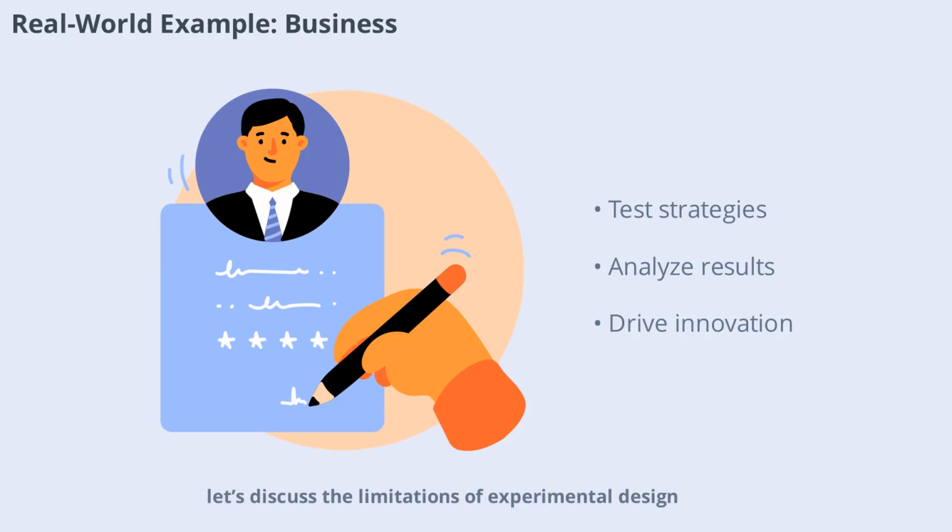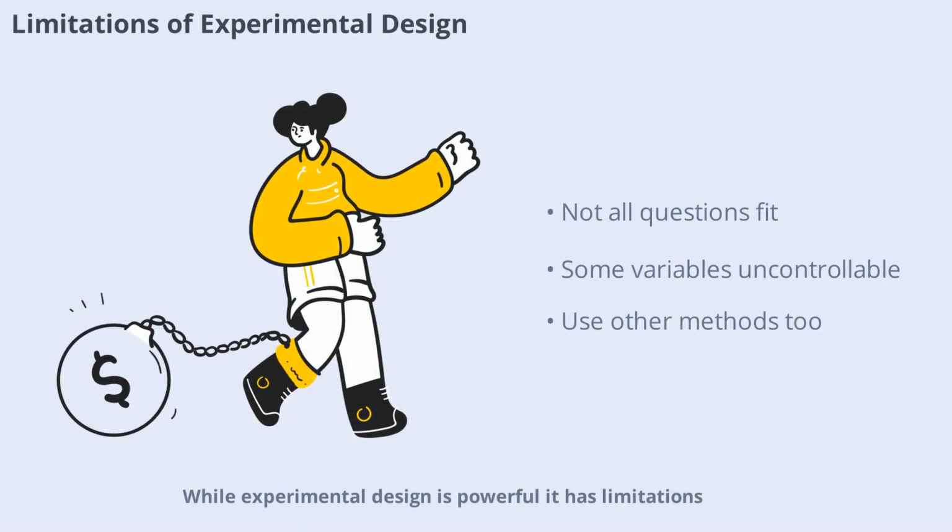Next, let's discuss the limitations of experimental design. While experimental design is powerful, it has limitations. Not all questions can be answered with experiments, especially when ethical or practical constraints exist. Some variables can't be controlled, and real-world conditions can introduce unexpected factors. It's important to recognize these limits and use other research methods when needed.